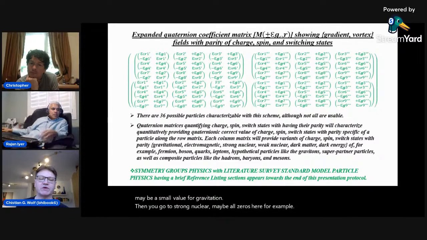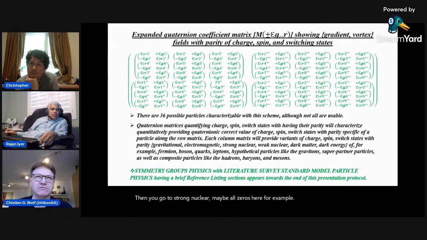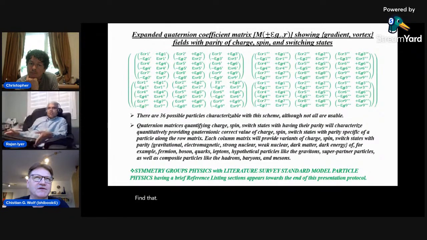Rajan, please wait a moment. When you say there may be a small value for gravitation, then for the rigor of a paper you have to define that. You cannot just say you might insert a value there, starting with true and false, without giving an example. It's necessary to define things properly.